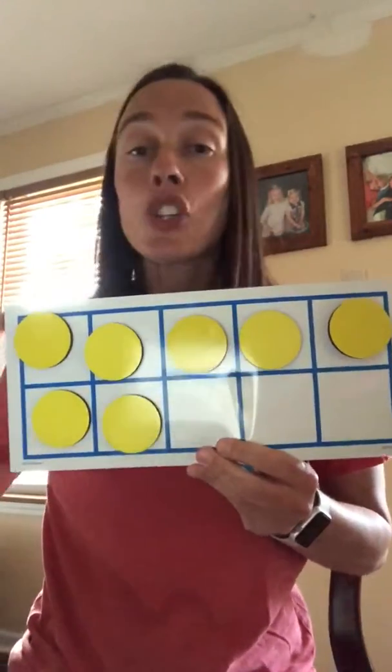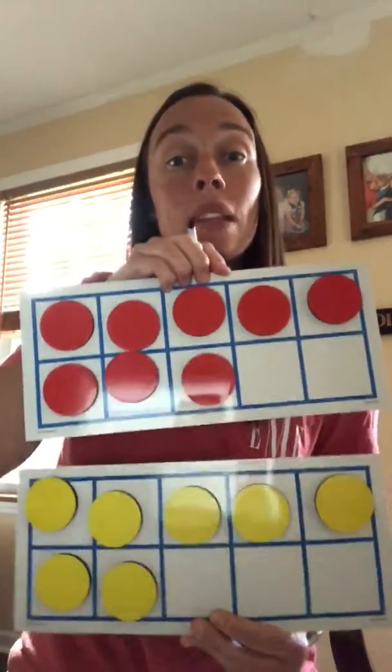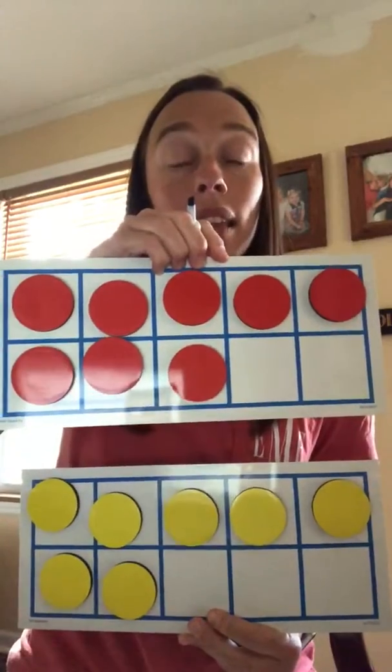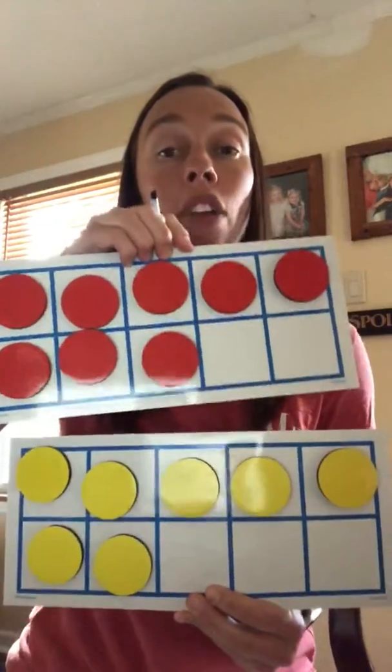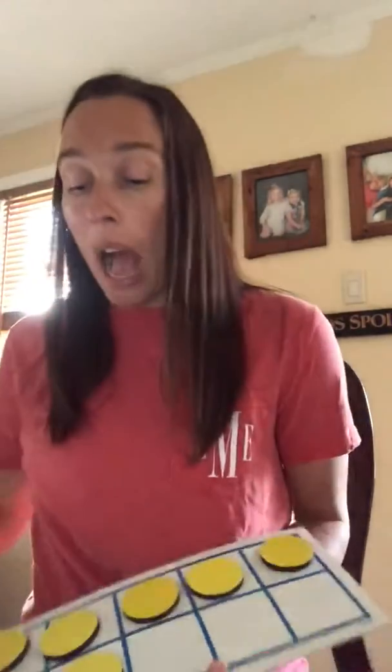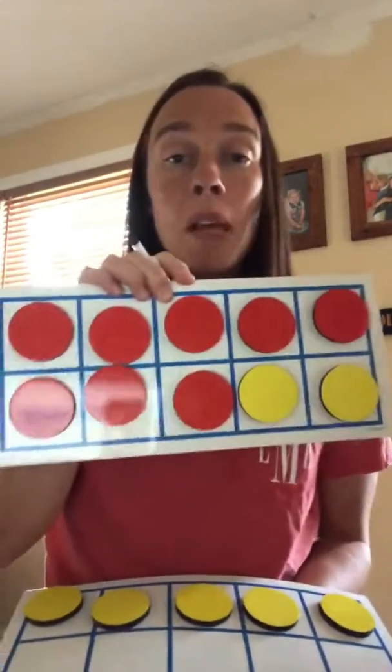And then I'm going to show you my 8 and then I'm going to show you my 7. So I have 8 plus 7. Well, I know that I need to make a 10. So I'm going to take some of my yellow and fill up my 10 frame.